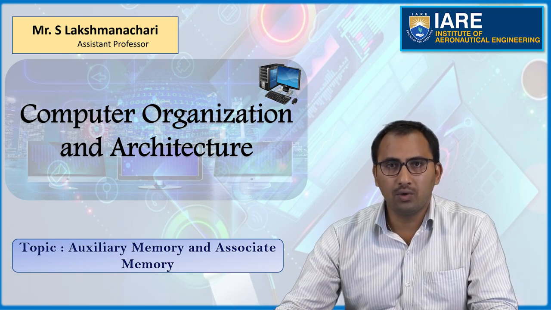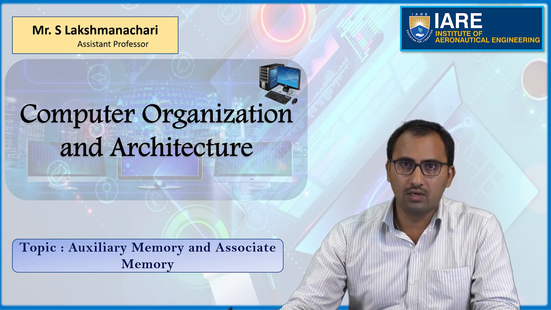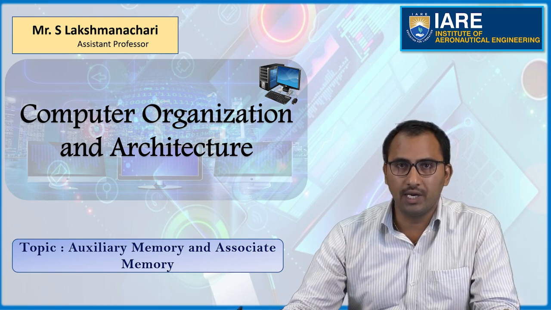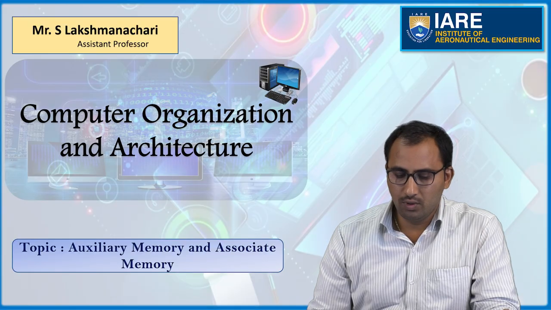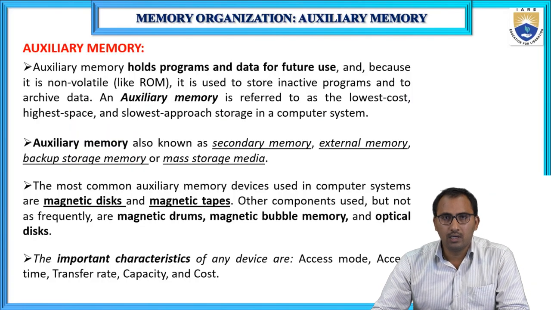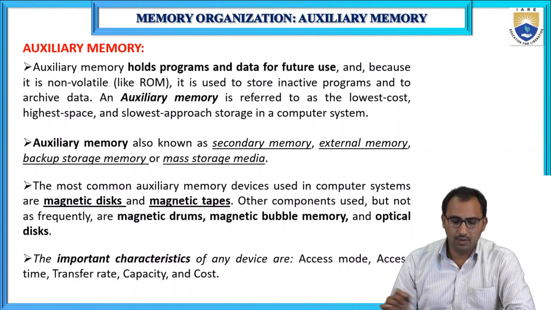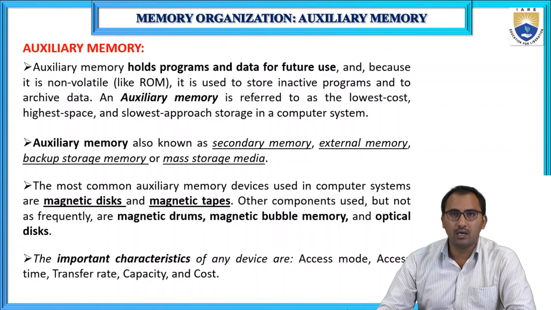Today, we are going to discuss the topic auxiliary memory and associative memory. Already we know the digital computer system has several memory devices that include main memory, auxiliary memory and cache memory. So these are the different memory devices the computer contains.